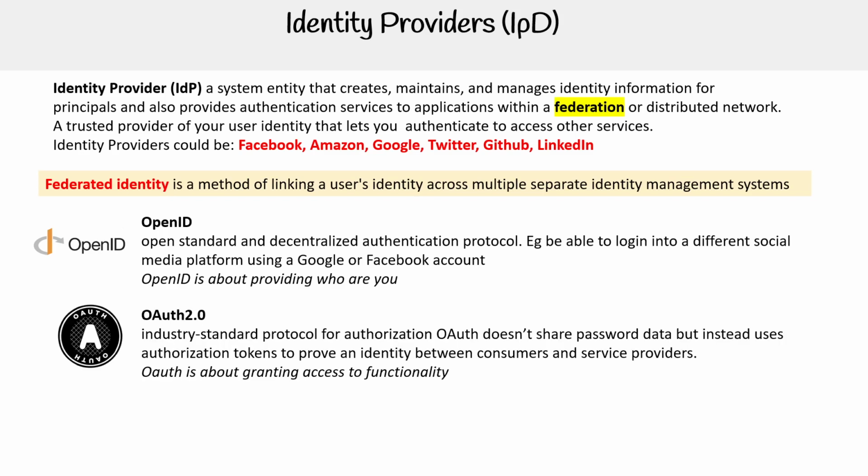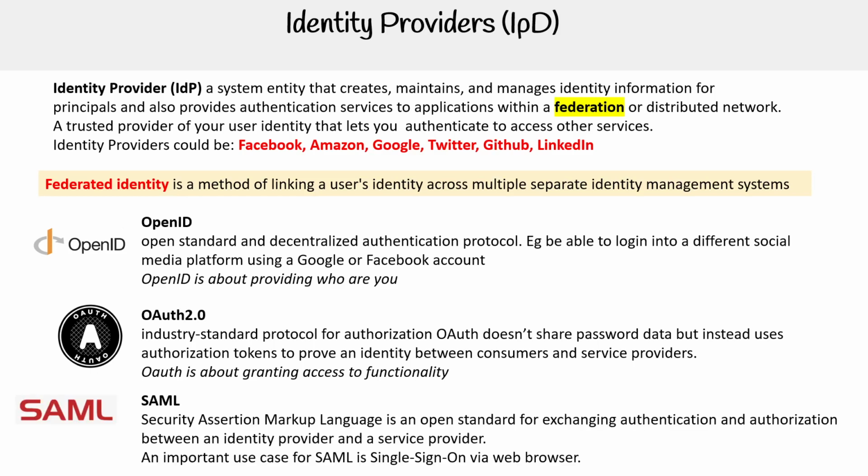OAuth 2.0 is an industry standard protocol for authorization. It doesn't share passwords, but data instead, and uses authorization tokens to prove an identity between consumers and service providers. There's just a lot of words here that are very easy to stumble upon. Then we have SAML. The Security Assertion Markup Language is an open source standard for exchanging authentication and authorization between an identity provider and a service provider. It's important when you want to have single sign-on.